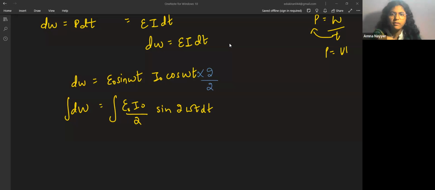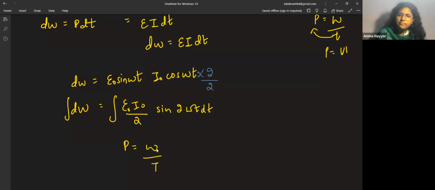Multiply by 2, put the value of E and I. E was E naught sine omega t, I was I naught cos omega t. You have these values with you. Till here, you have obtained the value. And why have we multiplied intentionally? To make this identity. Now, what is power? Power is actually work done per unit time. We want to find out power first. So power is work done per unit time.